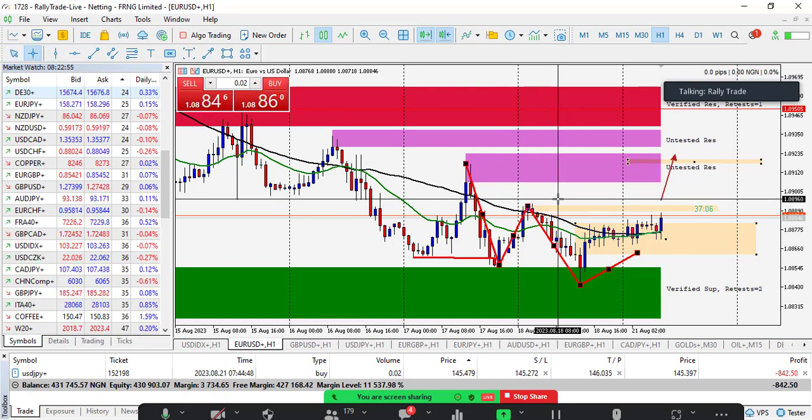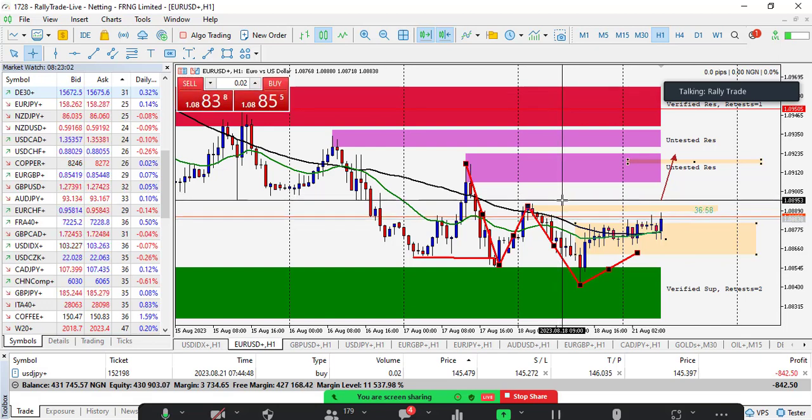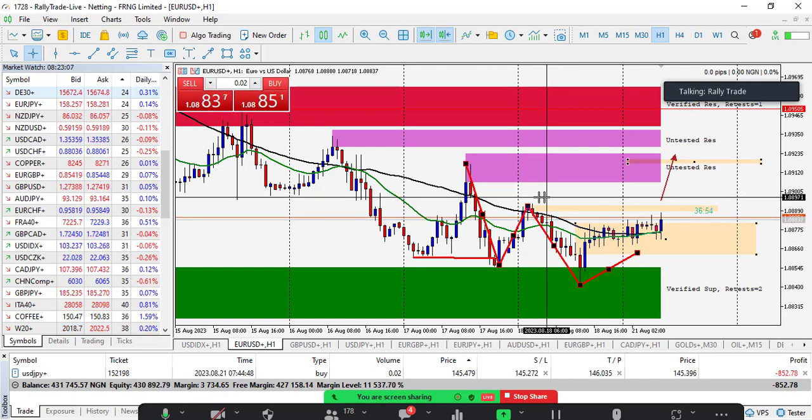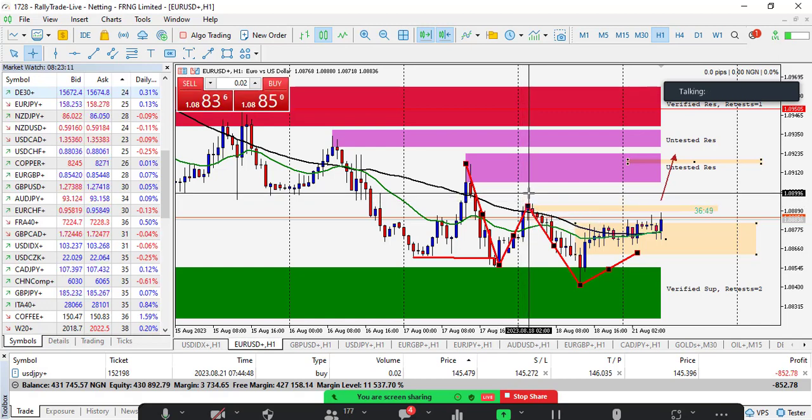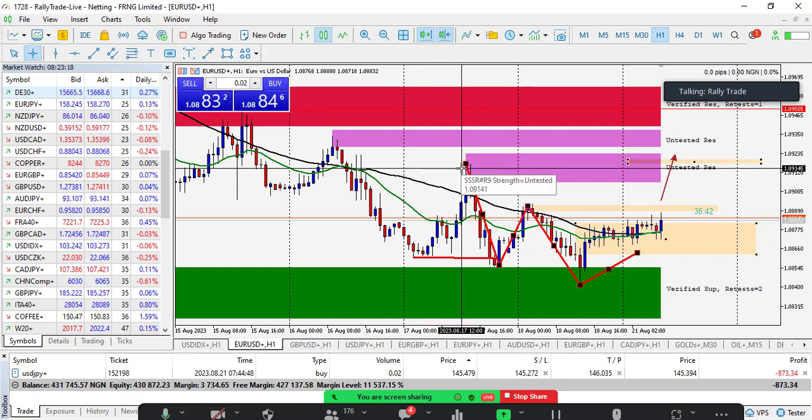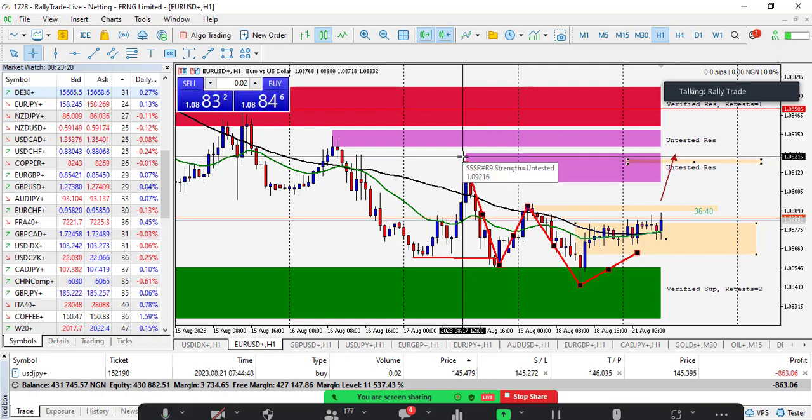If the market can just trade around this area, as you can see, around 1.09005 to 1.08957. So around this zone, just anywhere above this high, sir, I would like to buy. Then if I buy there, my take profit will be just around this area here. So my take profit would be 1.09216, right?